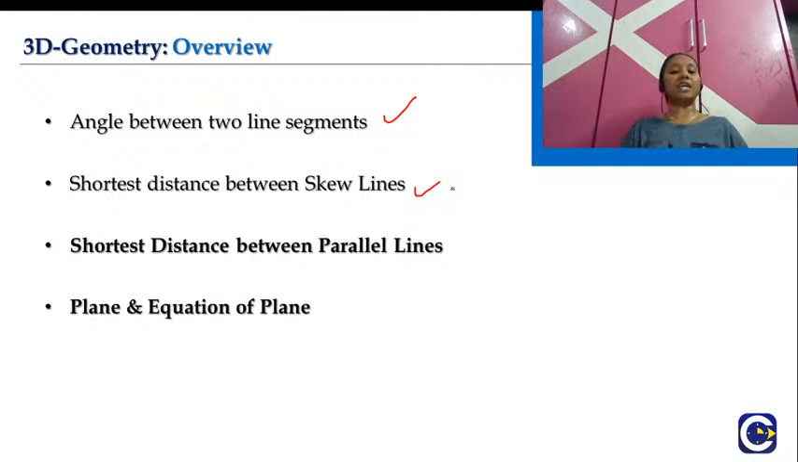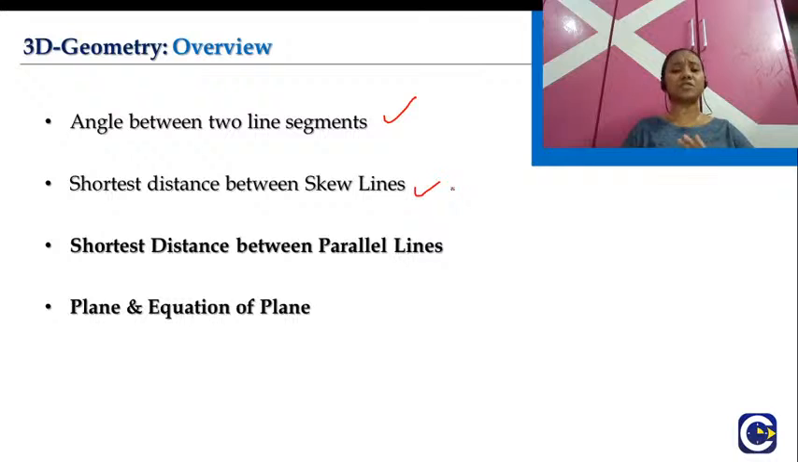After the lines, the next concept we are going to discuss is the plane and the equation of a plane. What is basically a plane? A plane is nothing but a typical flat surface. In the previous session I gave an example of a plane, a sheet of paper. It's as simple as that. Coming to the equation of a plane, just as we have seen different forms of equations for lines, in the same manner we are going to see different forms of equations of a plane.